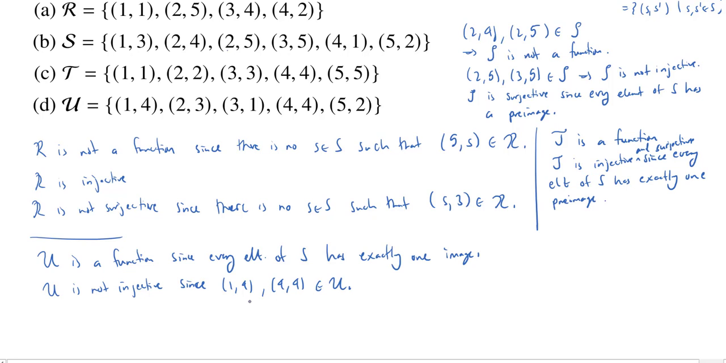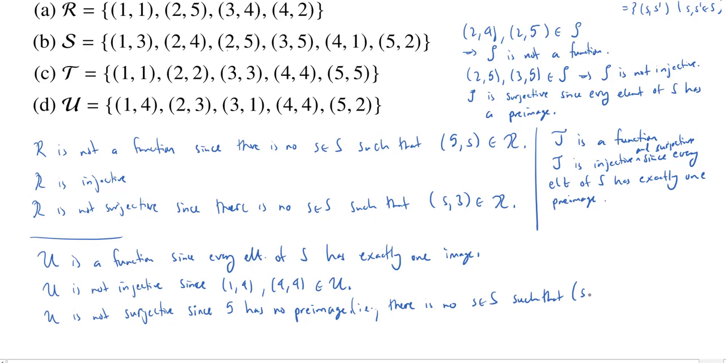How about surjective? Well, we got to make sure every element in S has a preimage. So 1, 2, 3, 4, there's no 5. So U is not surjective since, okay, we could use the same language as we had up here, or we could say since 5 has no preimage. Okay, so it's another way to write it. So this means, i.e., there is no s in S such that s, comma 5 is an element of U.